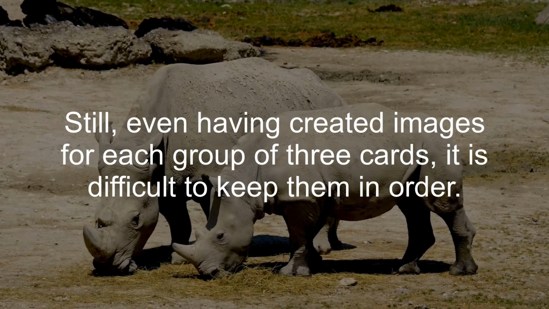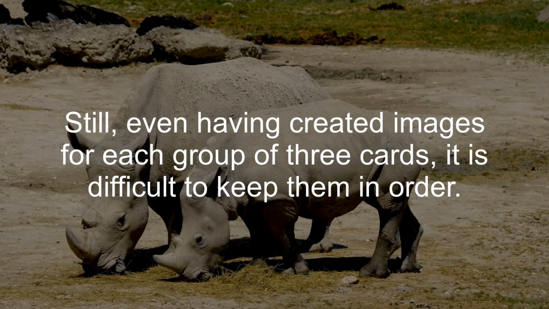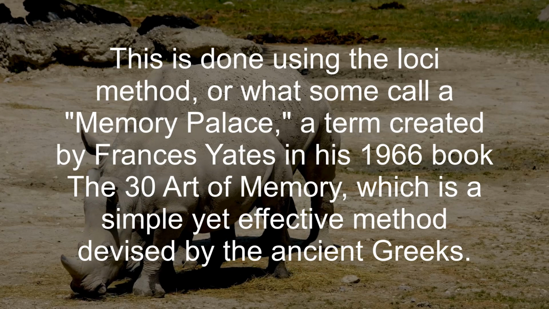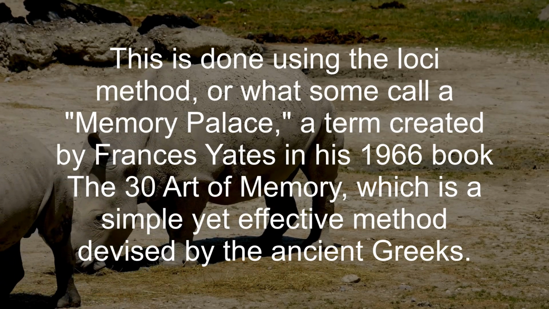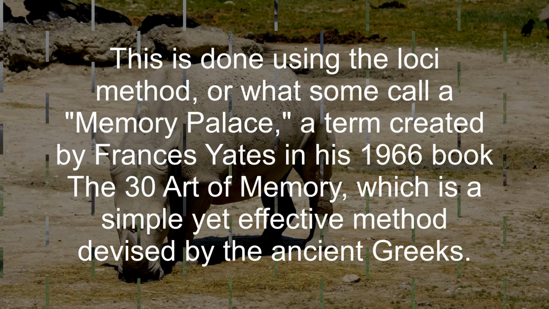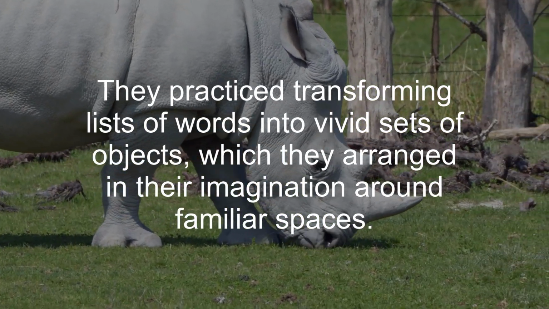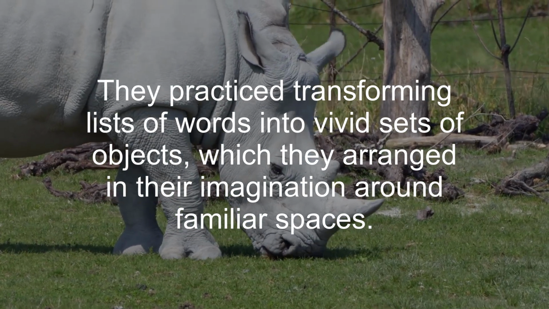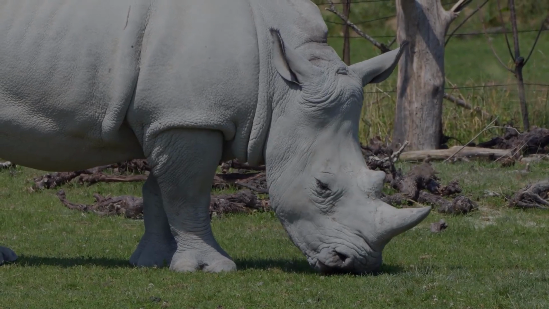Still, even having created images for each group of 3 cards, it is difficult to keep them in order. This is done using the loci method, or what some call a memory palace, a term created by Francis Yates in his 1966 book The Art of Memory, which is a simple yet effective method devised by the ancient Greeks. They practiced transforming lists of words into vivid sets of objects, which they arranged in their imagination around familiar spaces. Then they learned to link these images back to their original meaning.